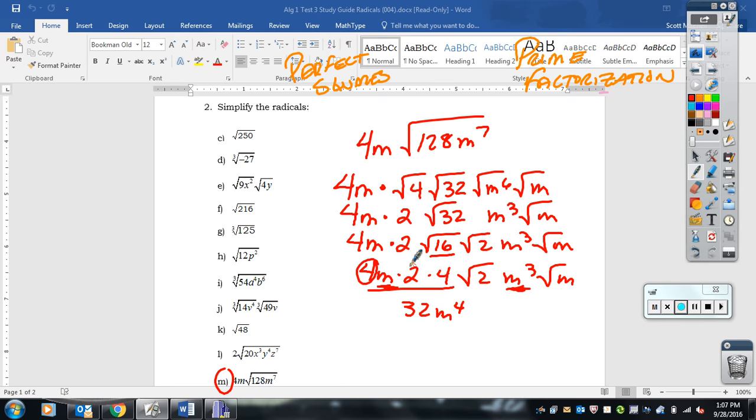So again, doing it slowly. 4 times 2 is 8, 8 times 4 is 32. M times m to the 3rd is m to the 4th. And the 2 and the m go back together in the end.